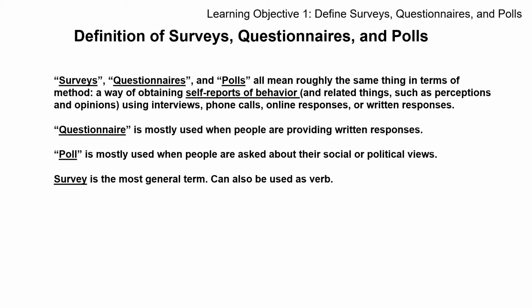Questionnaires are mostly used when people are providing written responses. Poll is mostly used when people are asked about their views. And a survey is a general term, and it can also be used as a verb to just mean you're administering a survey. You're asking people survey questions. For your lab in here, you're going to be doing a survey, but it's technically a questionnaire because people are providing written responses.